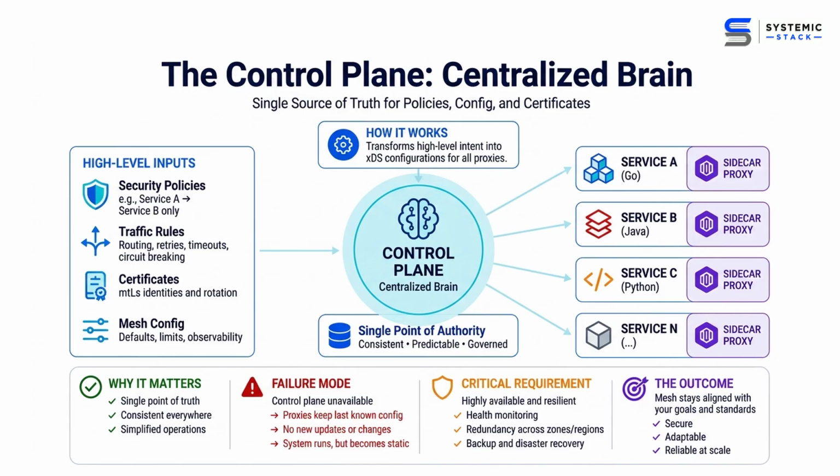Now, a critical failure mode to discuss in an interview is the availability of the control plane itself. If it goes down, your data plane proxies will usually keep running with their last known configuration, but you will be unable to push any new changes. This stale state can be dangerous if you need to quickly block a compromised service or change a routing rule during an incident. You've got to ensure the control plane is highly available and resilient, because while it's not in the direct path of every request, its absence freezes your ability to adapt to changes.